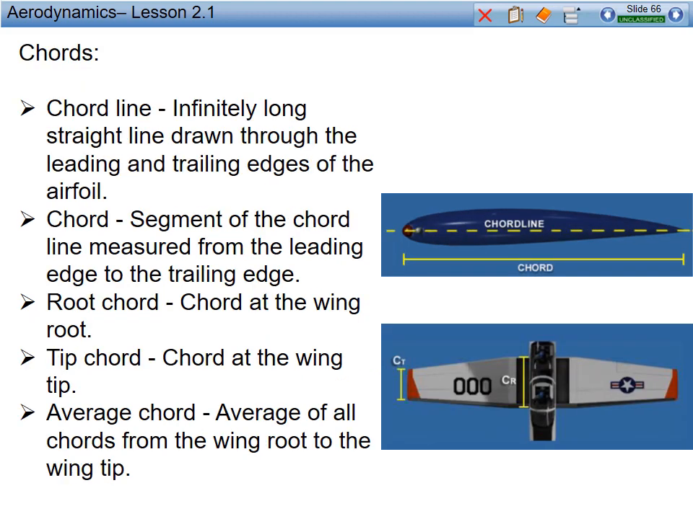A chord line is an infinitely long straight line drawn through the leading and trailing edges of the airfoil. A chord is a segment of the chord line measured from the leading edge to the trailing edge. Root chord is a chord at the wing root, and tip chord is a chord measured at the wing tip. The average chord is simply the average of all chords from the wing root to the wing tip.